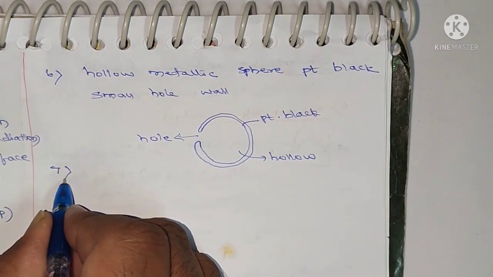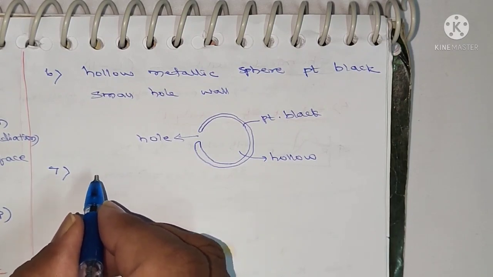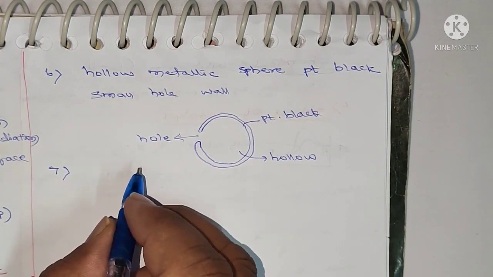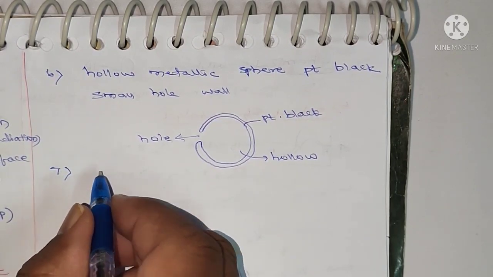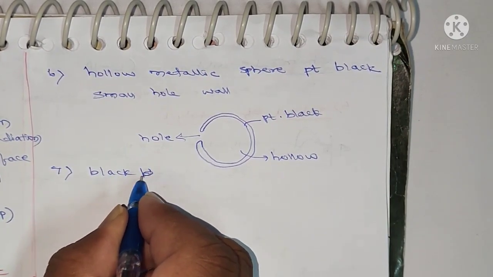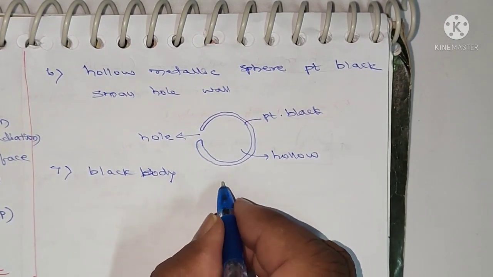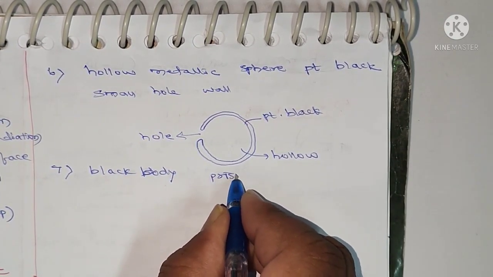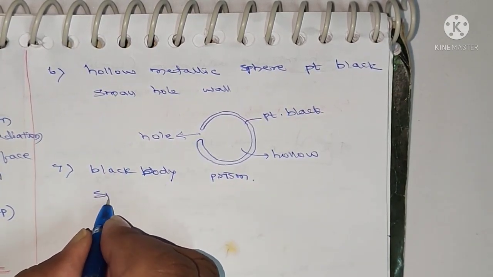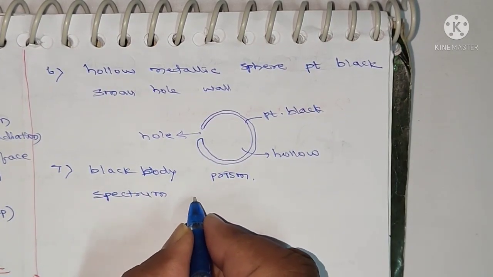The radiation emitted by the black body, when passed through a prism, produces a spectrum with different wavelengths.